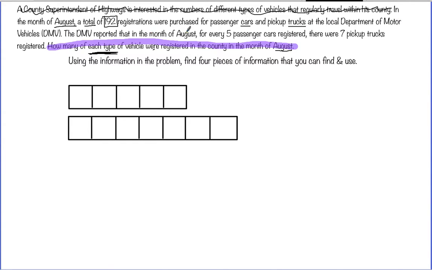The DMV reported that in the month of August, so again we're with August, for every 5 passenger cars, there were 7 pickup trucks. Well, now I know, so they gave me this ratio of 5 to 7, and I know that we have a total of 192. So I know 5 and 7 cannot give me a total of 192. So I know that this has to be a simplified ratio, and then that the actual information here would be the 192 total.